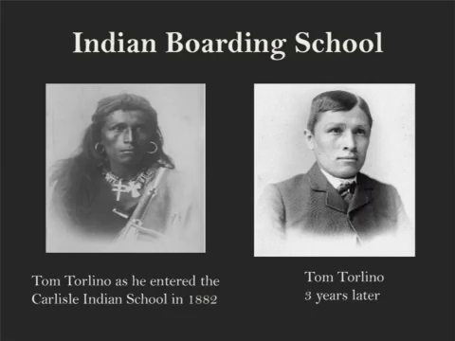One of the most prominent places of assimilation, as it was called, assimilating to white society, was the Carlisle School in Pennsylvania, which was founded in 1879. The motto of the school was "Kill the Indian and save the man." As you can see here, Native American, I believe Navajo, named Tom Torlino, entered the Carlisle Indian School in 1882, and you can see on the right what he looked like after 3 years of assimilation.